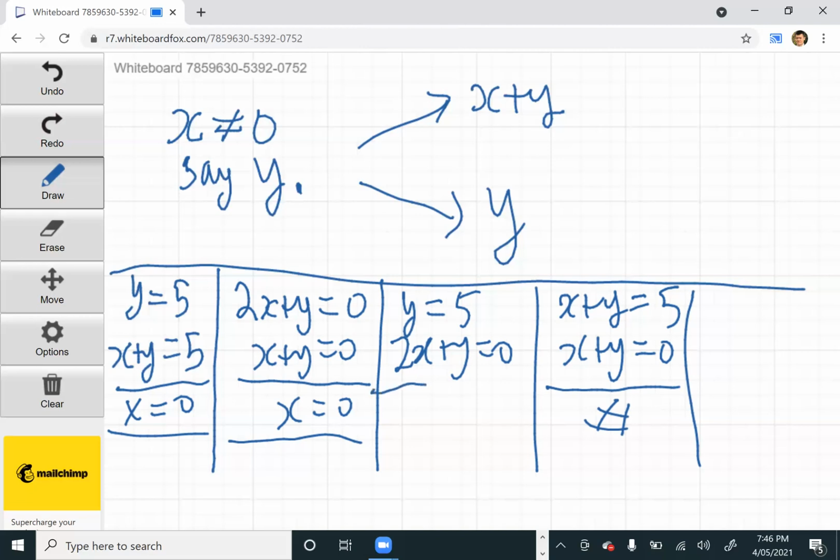So look at this one. This is the only interesting case: y equals 5 and 2x plus 5 equals 0. And this is what Alex was saying. If you have 2x plus 5 equals 0, then 5 is going to be even. But 5 is not even, so you can't do it.